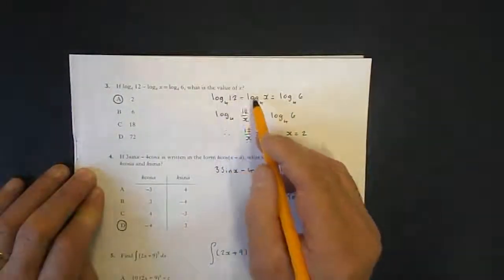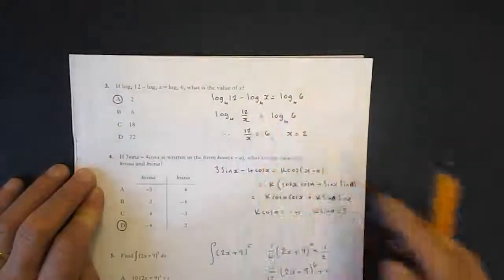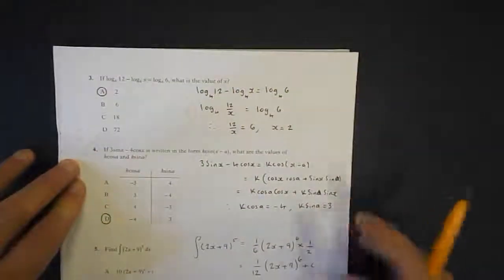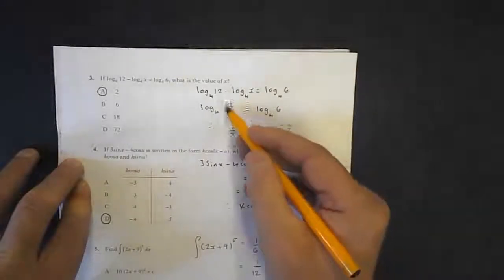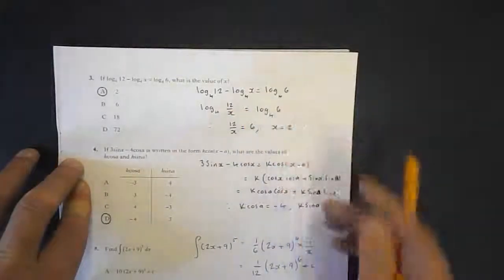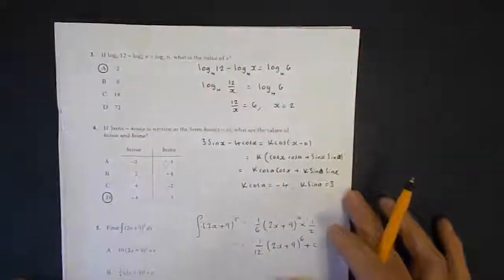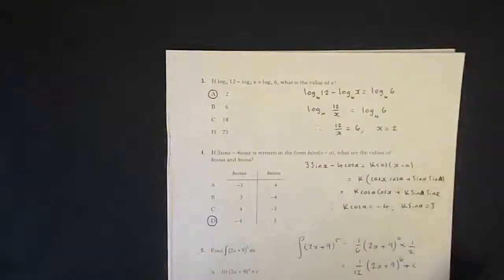If you've got log take log, then you divide these two things. So we have log to base 4 of 12 over x is log to base 4 of 6. Now you can ignore the log to base 4s, therefore 12 over x would have to be 6 for it all to work out. 12 over what is 6? 2. And that's why we have choice A.